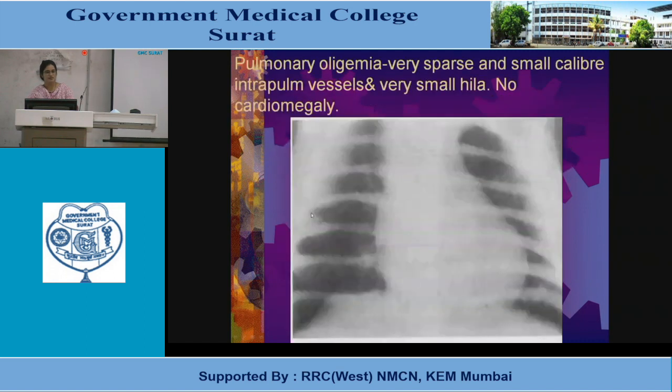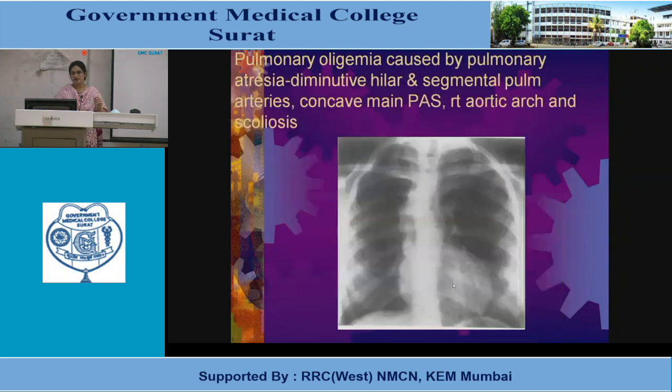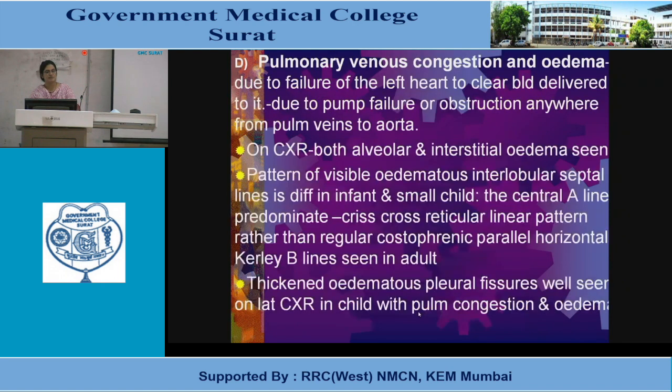So this is a case of pulmonary oligemia. You can see it appears as if there is an over-penetrated film because the blackness of the lungs is very prominent because of absence of or decreased vasculature. Again, a case of pulmonary oligemia caused by pulmonary atresia. There are diminutive hilar and segmental pulmonary arteries, concave main pulmonary arterial segment, right aortic arch, and also scoliosis.